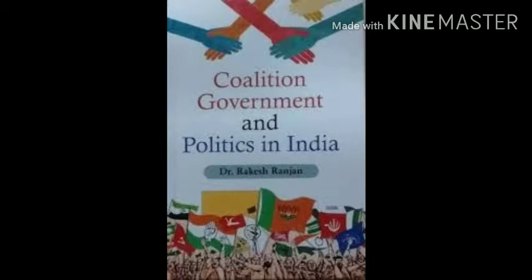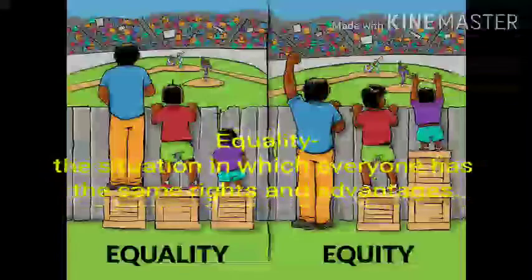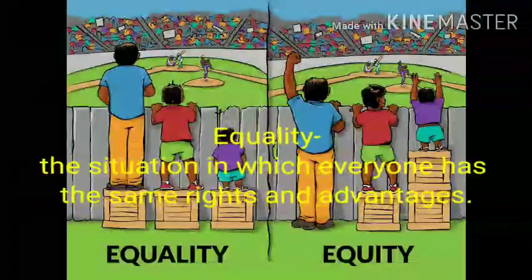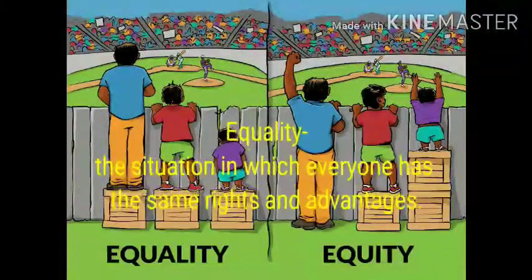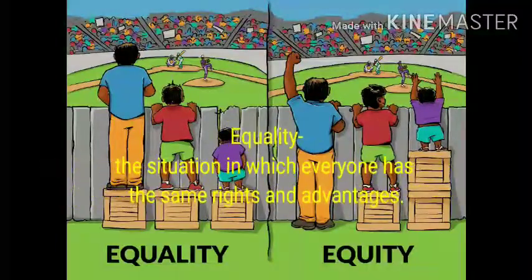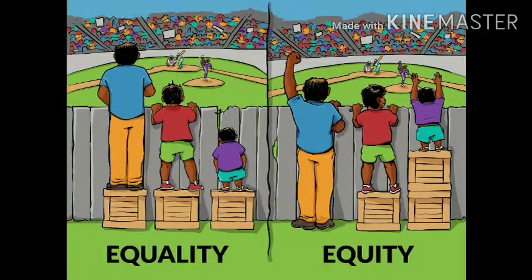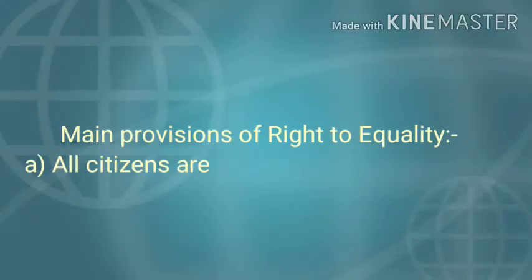After understanding the concept of democracy, we must know about equality. What is equality? The situation in which everyone has the same rights and advantages. You can see in this picture, when the benefit is granted for the smallest one, then the smallest one can enjoy his rights. Main provisions of right to equality.